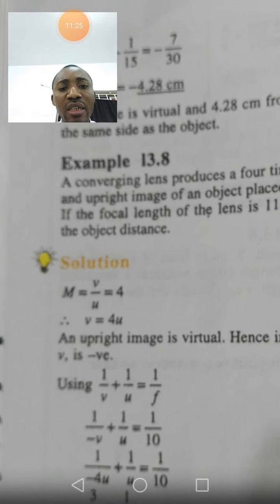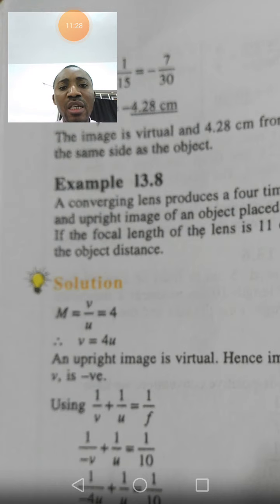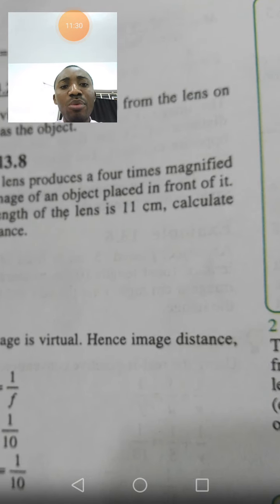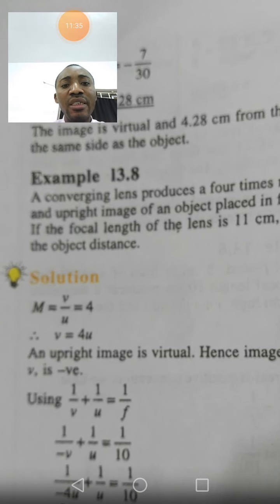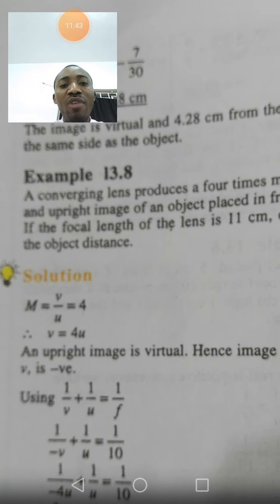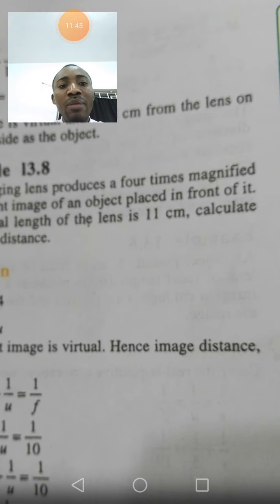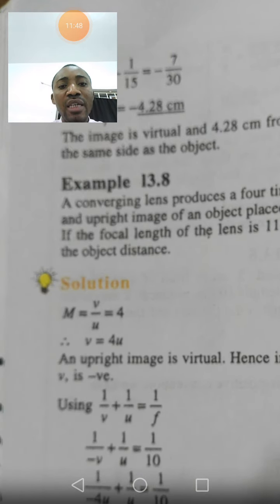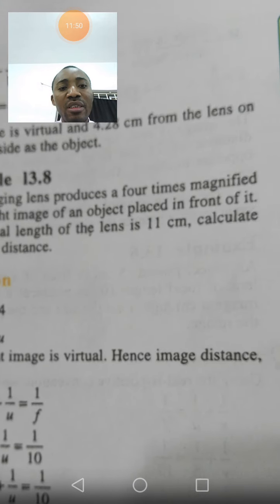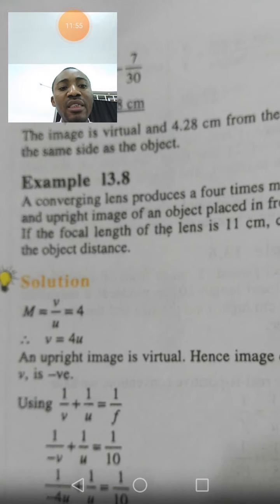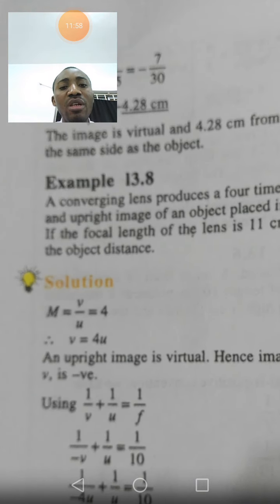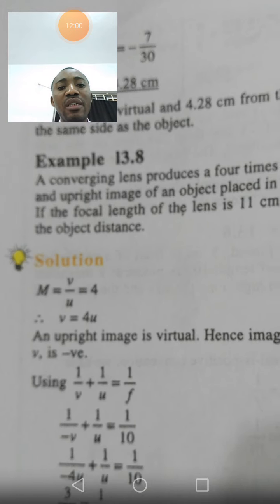Now let's look at this example here. The example says a converging lens produces a 4 times magnified and upright image. You know, a converging lens is a convex lens. So let's look at the question again. A converging lens produces a 4 times magnified and upright image of an object placed in front of it. If the focal length of the lens is 11 centimeter, calculate the object distance.